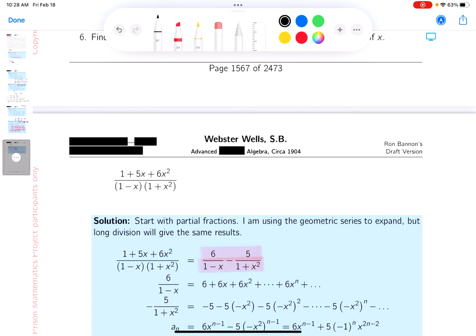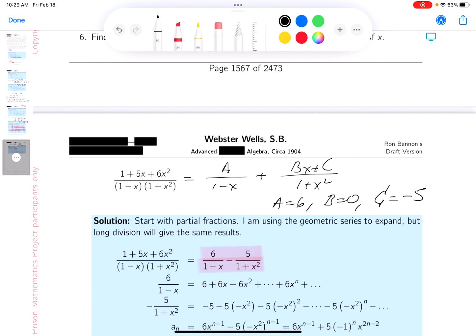If you're doing this over here, what you'd say is, gee, I don't know, A over 1 minus x plus Bx plus C over 1 plus x squared. And then you've got to figure out the A, B, and the C. My belief, though, is if you do that, the A is going to turn out to be 6, the B will turn out to be 0, and the C will turn out to be minus 5. All right, so if you do this, A should turn out to be 6, B should turn out to be 0, and the C should turn out to be minus 5.